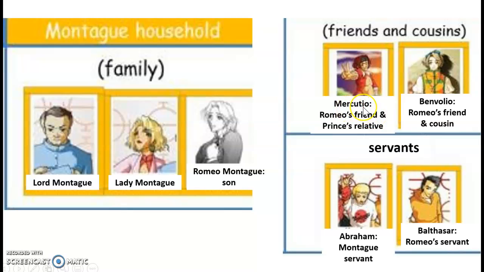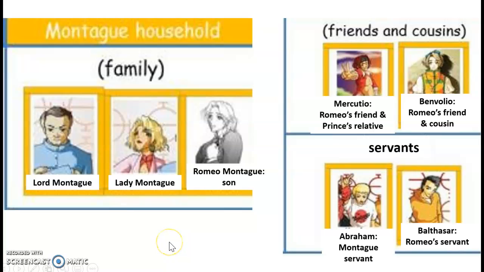So we have Mercutio. He is also related to the prince, Prince Aeschylus. And we have Benvolio, who is Romeo's friend, but he's also his cousin. So you can see that there's a little bit of overlap here with Mercutio, where he's related to the prince, but he's also Romeo's friend. You can see how that might create some conflict. And just like on the Capulet side, we have two servants. We have Abraham and Balthazar.